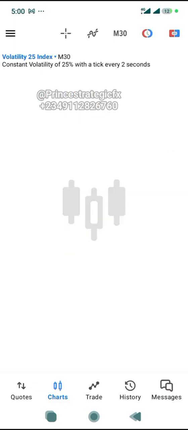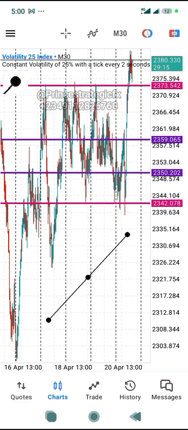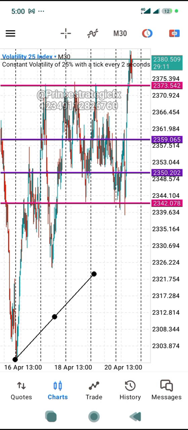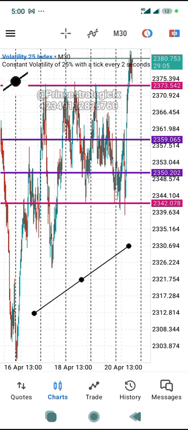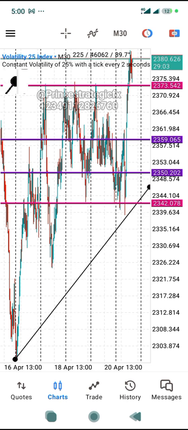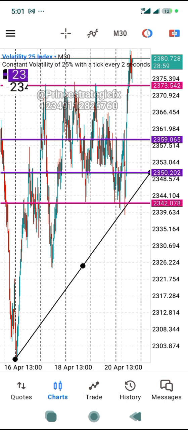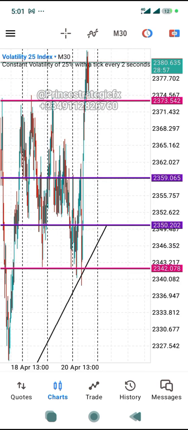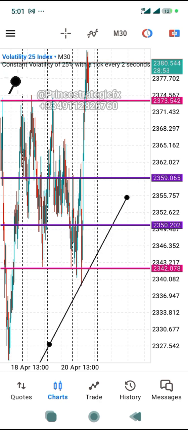Now tap, go back, bring out a trend line, pick from where you can see. You can pick from here, right? You can pick from here or here, right? But for me, I would rather pick from here to here, right? I would rather pick from here to here. Good.